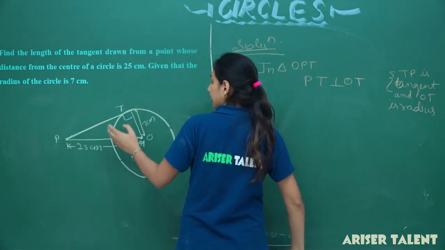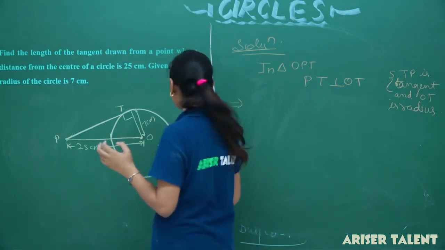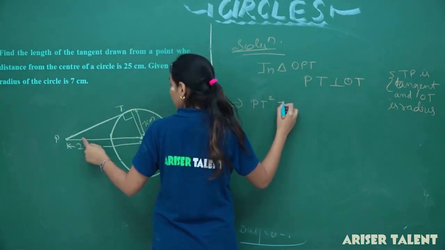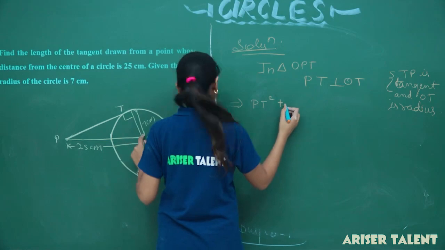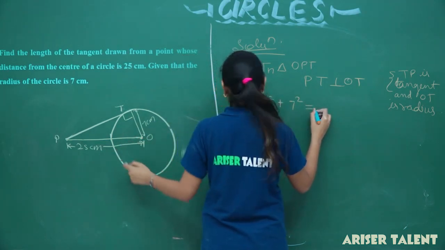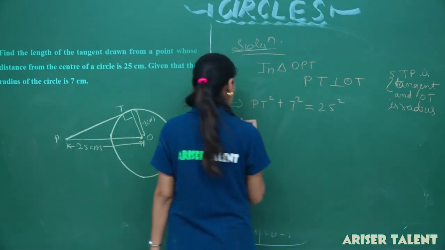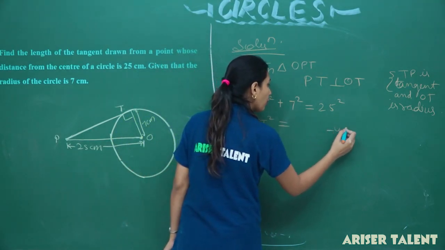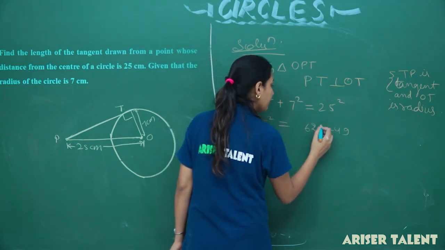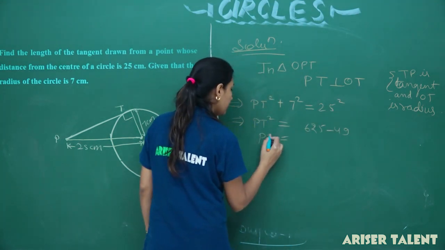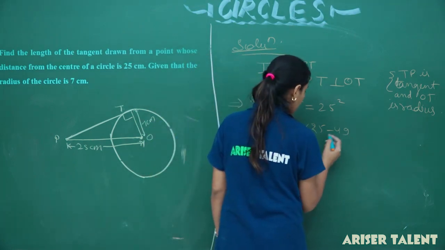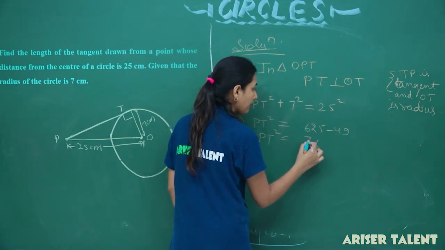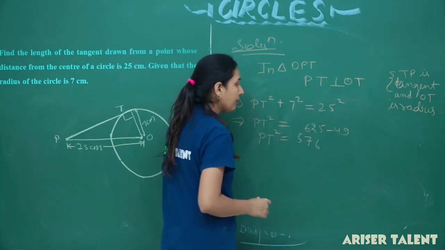Or I can directly apply the Pythagoras theorem here. By the Pythagoras theorem, PT square plus 7 square equals 25 square. Now PT square equals 625 minus 49. Okay, so PT square will be equal to what? 6 here, 7 here and 5 here.